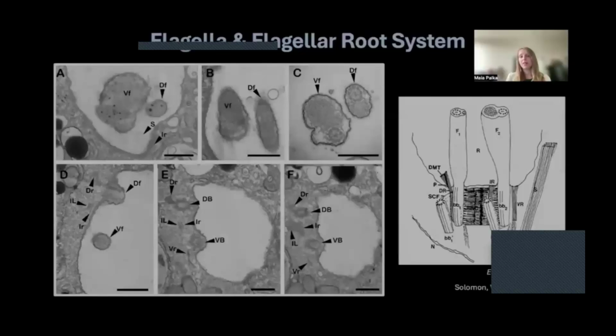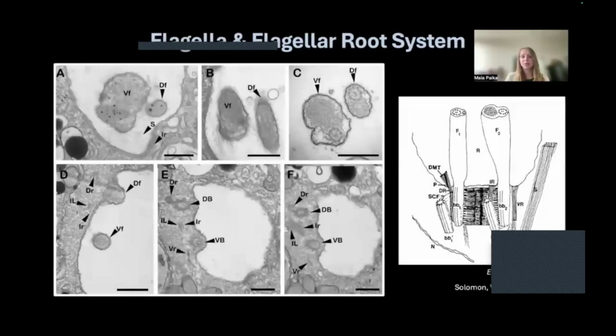Last but not least, the flagella and flagellar root system of Pleocia scribiculata is consistent with that of pleocids. Typically, when you see pleocids, they will have a much, much thicker ventral flagellum and a much thinner dorsal flagellum, because they glide along their ventral flagellum, and the dorsal flagellum doesn't do very much.